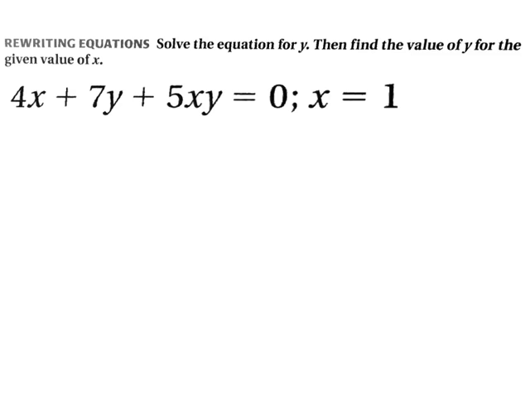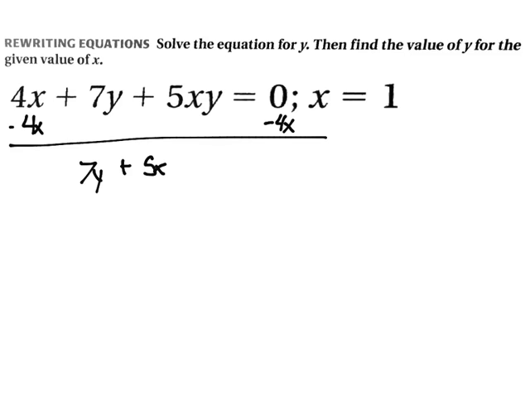So we're going to solve for y in this case. So I need to get y alone. So I'm going to minus this 4x from both sides. And I end up with 7y plus 5xy equals negative 4x. Then I'm going to factor this y out because I need that y alone. So I'm going to factor a y out.